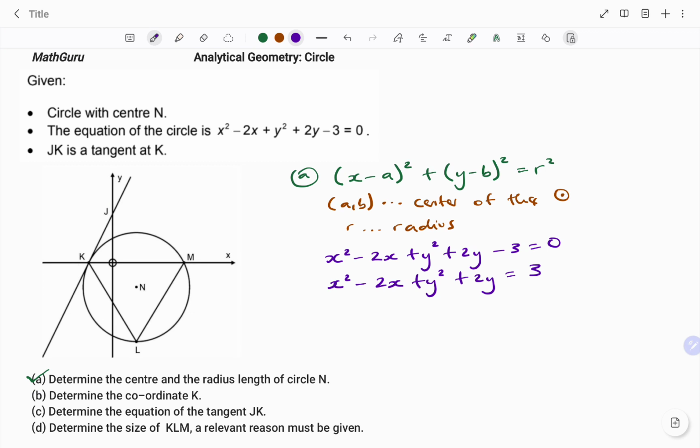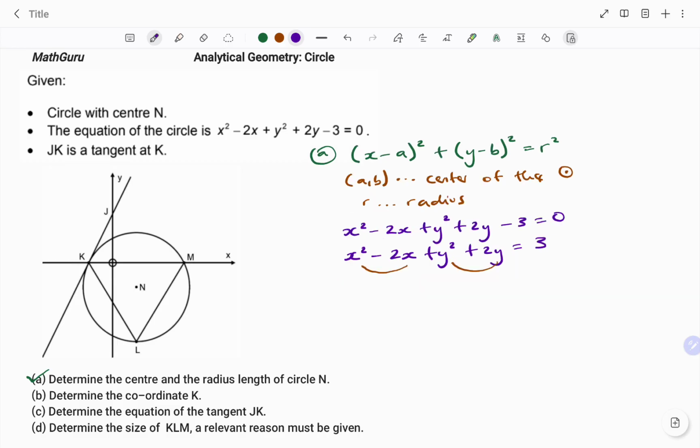The next step is to complete the square. So I'm going to complete the square for x squared minus 2x and then for y squared plus 2y. While completing the square, the first step is to make sure that the coefficient of x squared, or y squared in this case, is 1. And then the next step is to add the square of half the coefficient of x. So that's two steps in one.